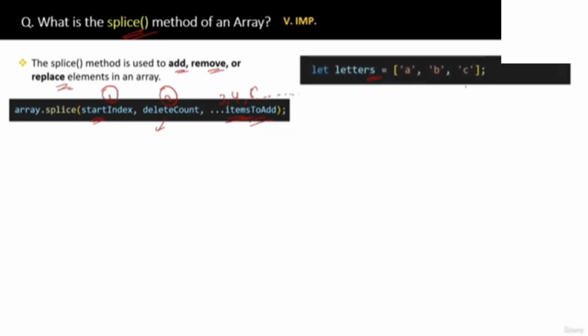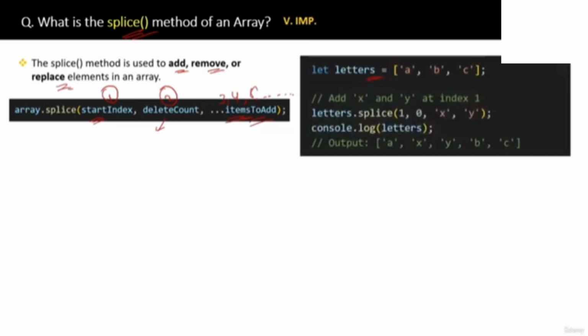For example, this is the array we have. Then we can use the splice method to add elements to this array like this. Here we are adding x and y letters starting from index 1 of the array, and we are not removing anything from the array. That's why this delete count is 0 right now. As a result, x and y are added starting from index 1 like this. This is how the splice method is used to add elements to an array.